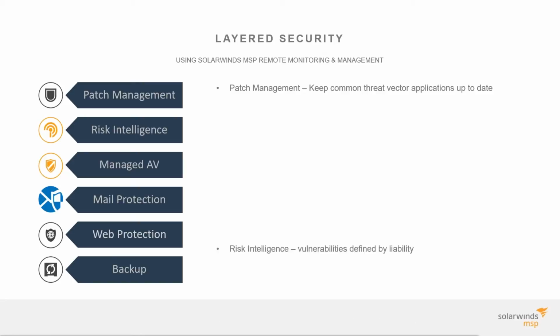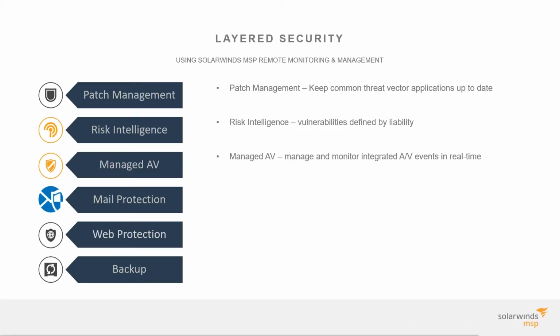So the patch management is probably that first device layer security that keeps the most common threat vector applications up to date. Really easy way to secure the devices. Something like 80 to 85% of all threats can be avoided simply by patching software. And then of course we have our own risk intelligence. This is a vulnerability scanner as well, where we're defining that vulnerability by liability: how much liability is represented by the data that's on any given device.